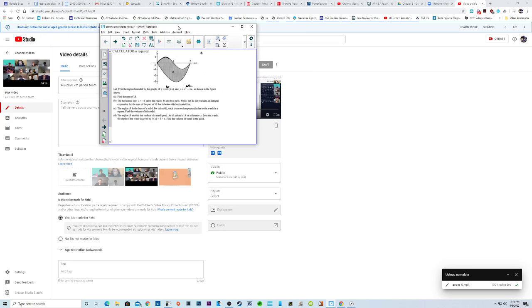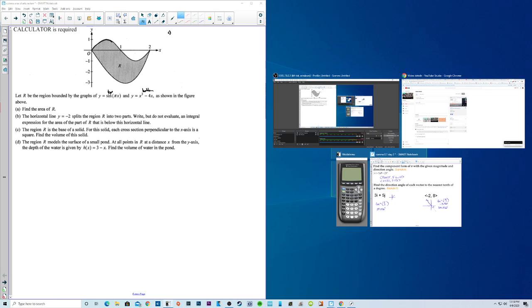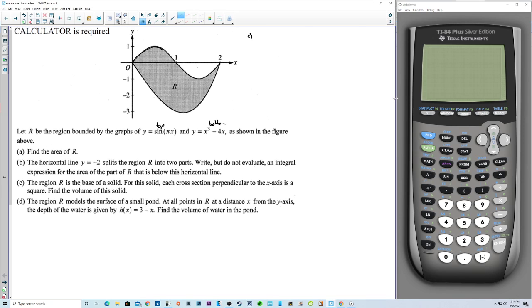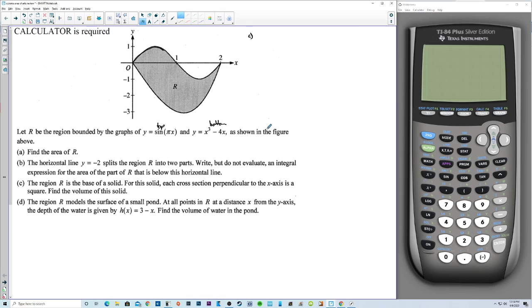Let's grab a calculator here. Find the area of R. So the area is top minus bottom. So we're going to integrate from 0 to 2 of the top, which is sine of pi x, minus the bottom, x to the third minus 4x, dx. So math number, let's turn it on.